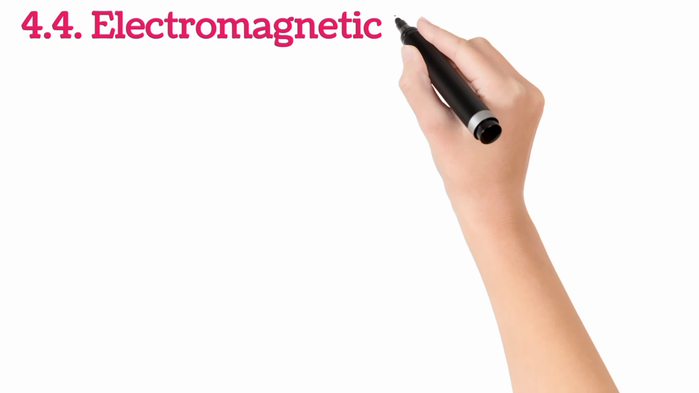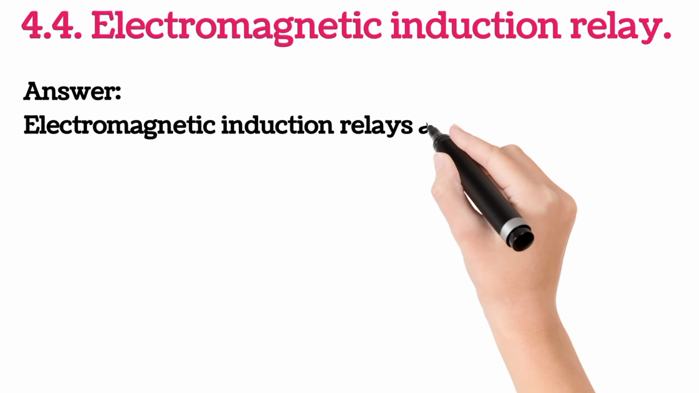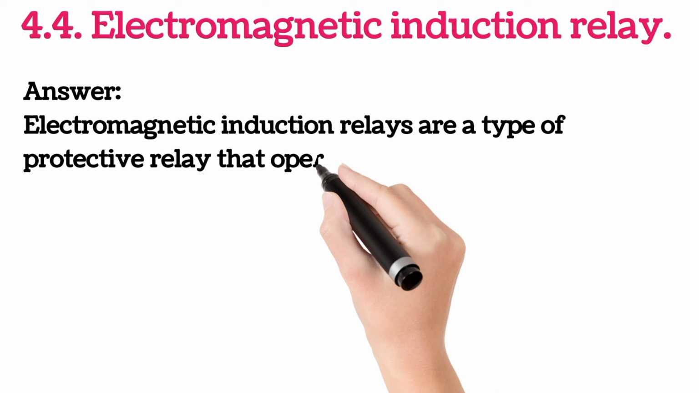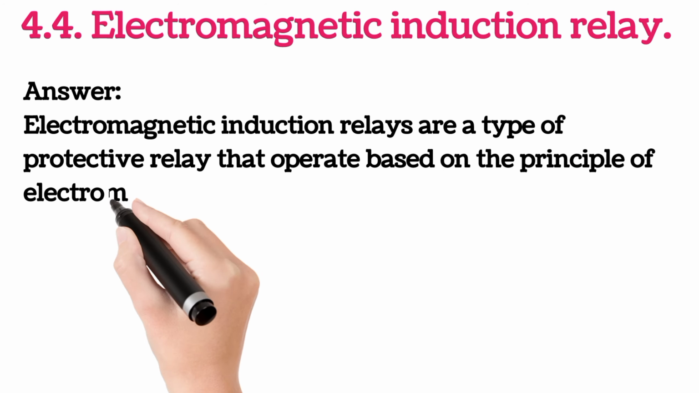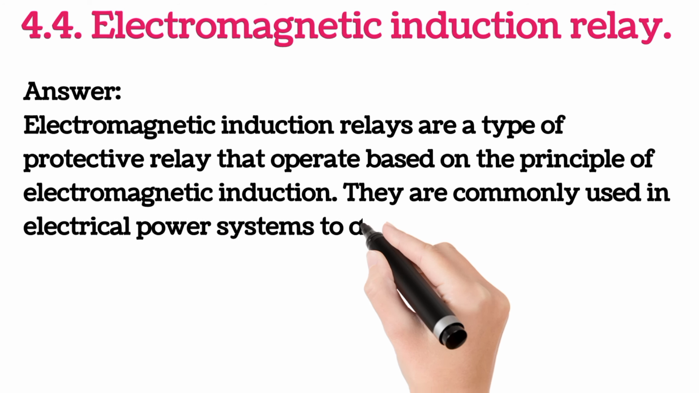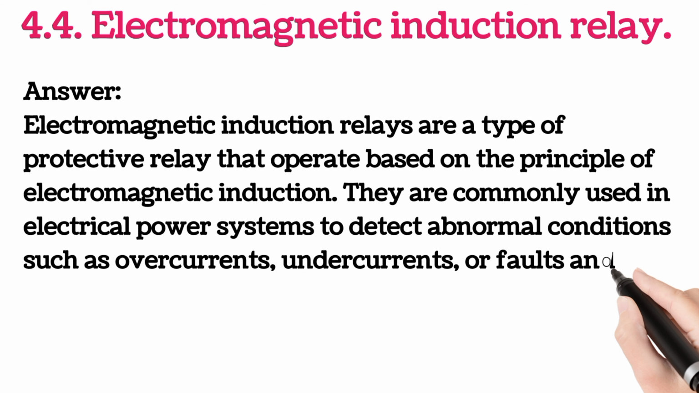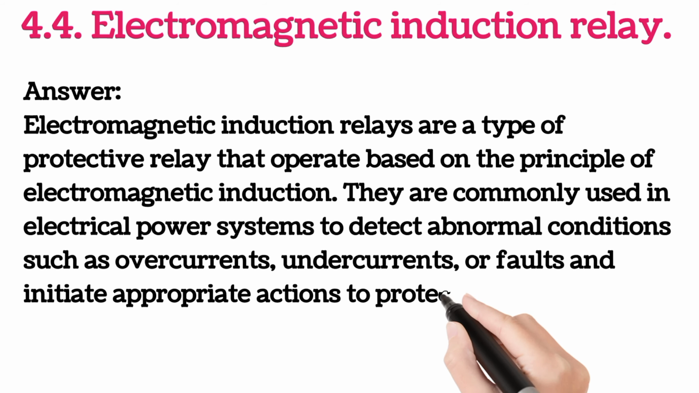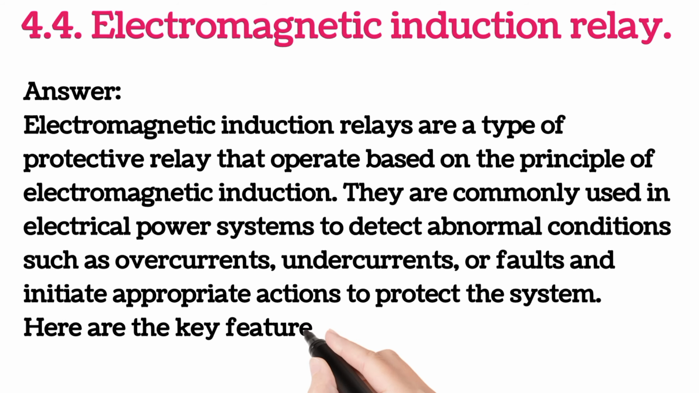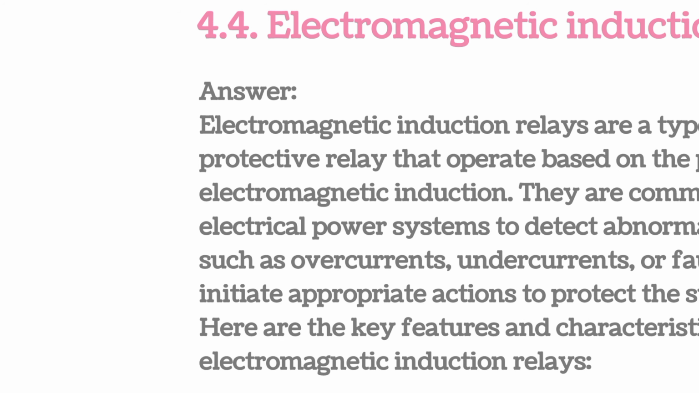4.4. Electromagnetic induction relay. Answer. Electromagnetic induction relays are a type of protective relay that operate based on the principle of electromagnetic induction. They are commonly used in electrical power systems to detect abnormal conditions such as overcurrents, undercurrents, or faults and initiate appropriate actions to protect the system. Here are the key features and characteristics of electromagnetic induction relays.